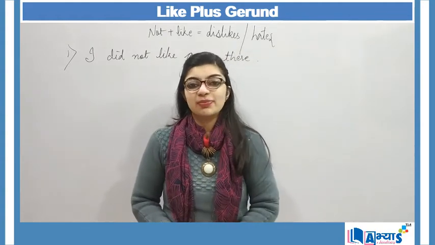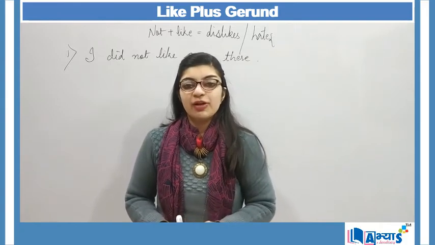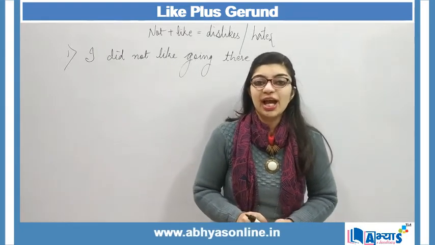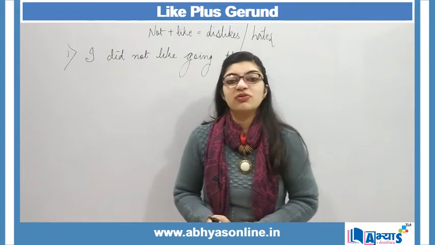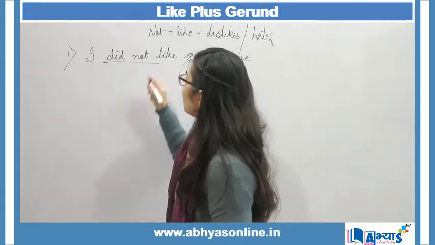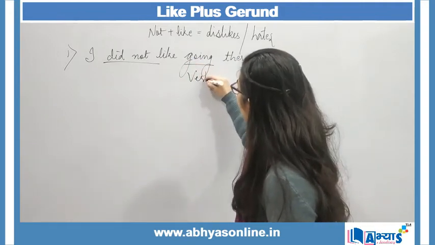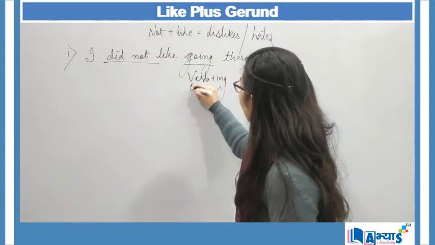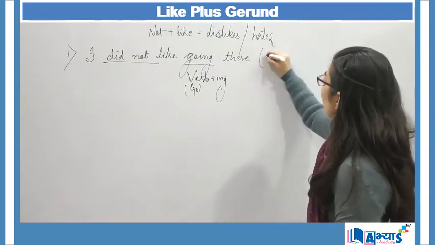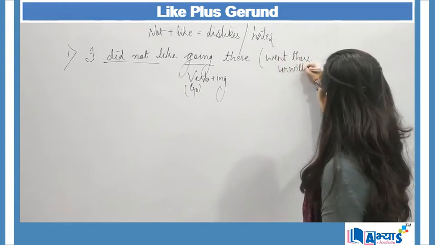All this depends upon, first, the tense, and second, the type of person that you are talking about. If you are talking about a person in plural, like they, in that case I make use of do. And if I'm making use of a singular person, then I'll make use of does. So here, I did not means that it is past tense. I did not like going there. Again, I'm talking about verb plus ing. Go is a verb over here plus ing. I did not like going there means that I went there unwillingly.